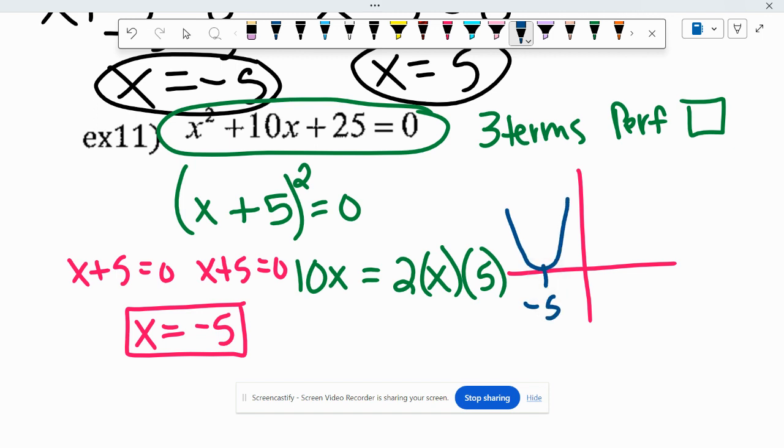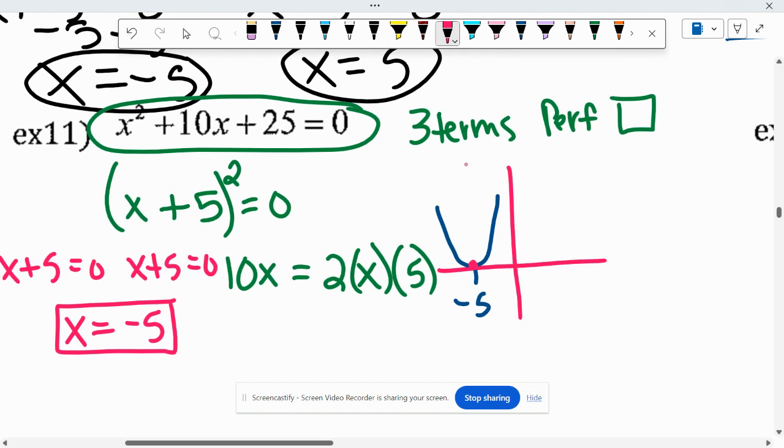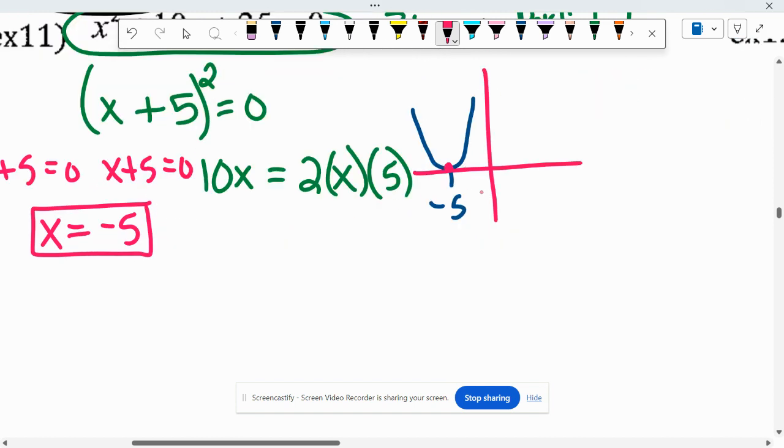We had something like this on our test, right? That's what that looks like on a graph. It just bounces at negative 5 on the x-axis. Okay? Does that make sense? Because I think that the graph helps you understand it.